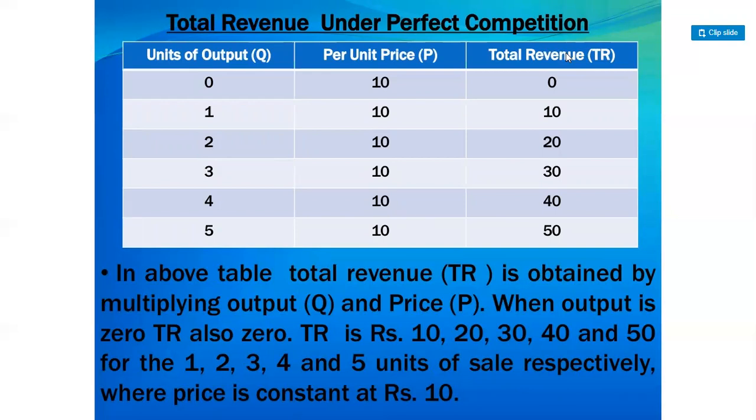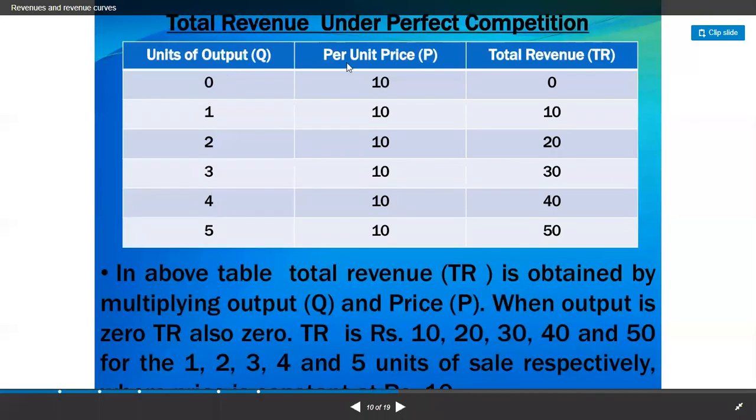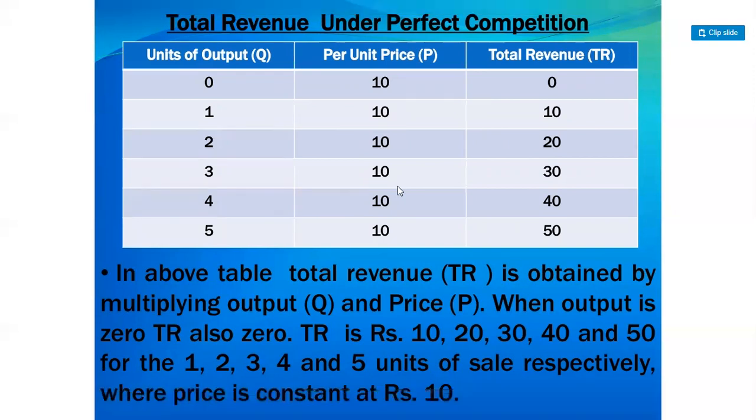Units are 0, then 1 to 5 units that are going to be sold as output. The market price is constant, meaning it will not change according to the output or the market condition. It remains the same every time, 10 rupees. To find the total revenue, we multiply the output with the price. So here 10 into 2 equals 20, 10 into 3 equals 30. So the total revenue in the table is obtained by multiplying output and price.